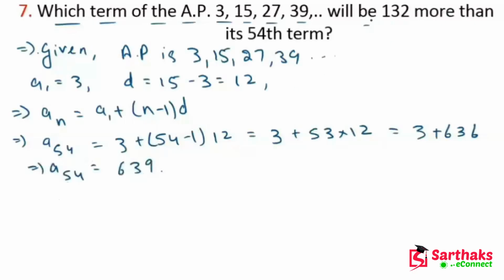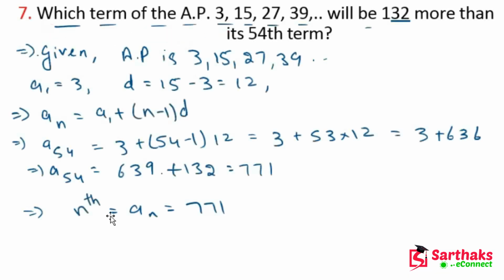Now according to the question, the nth term is 132 more than its 54th term, and its 54th term is 639. Okay, now if we add 132, we get what? 771. So now in that case, our nth term, an, is equal to 771. Now we have to find the value of n in that case. Now we can directly put the value of n.